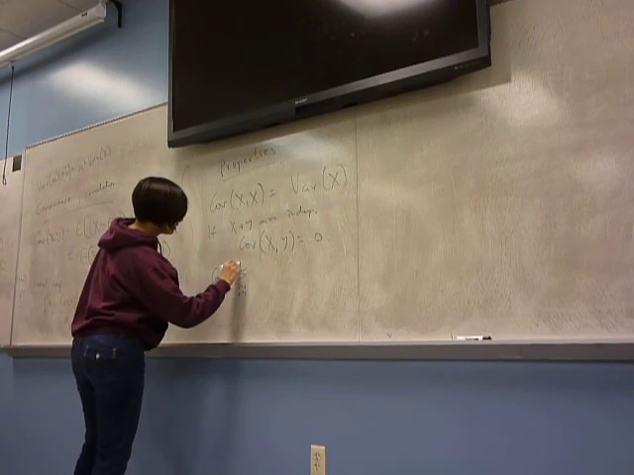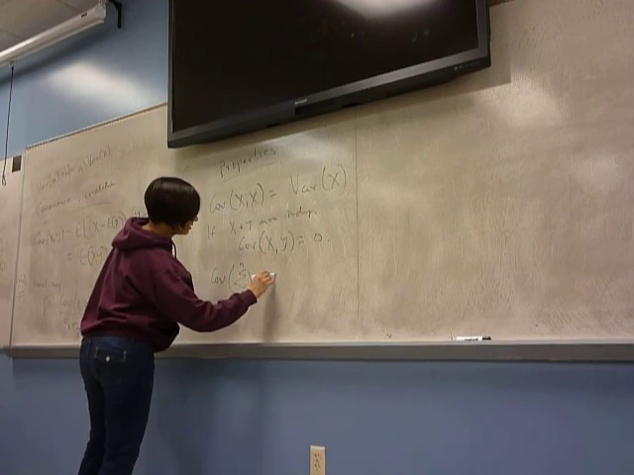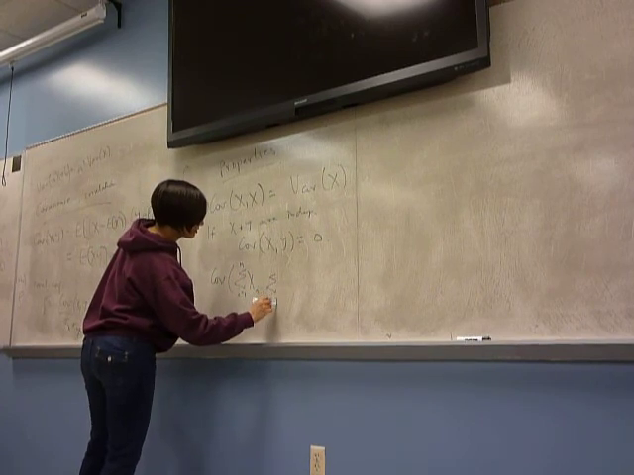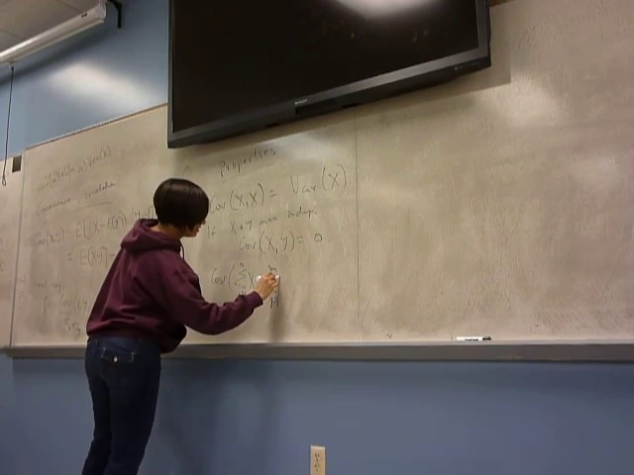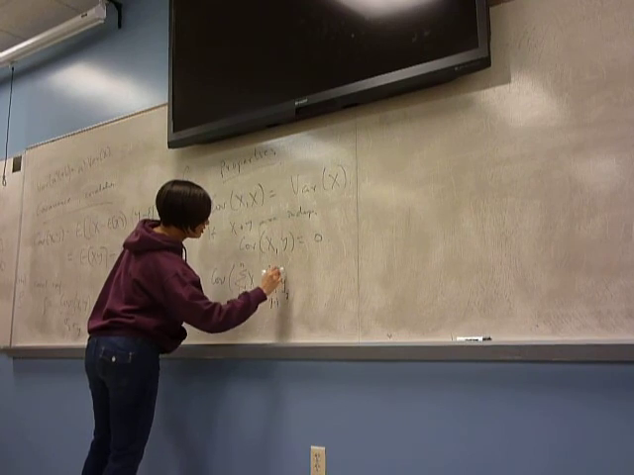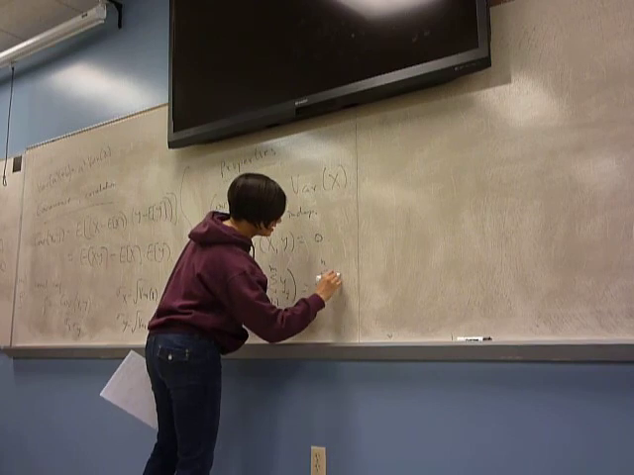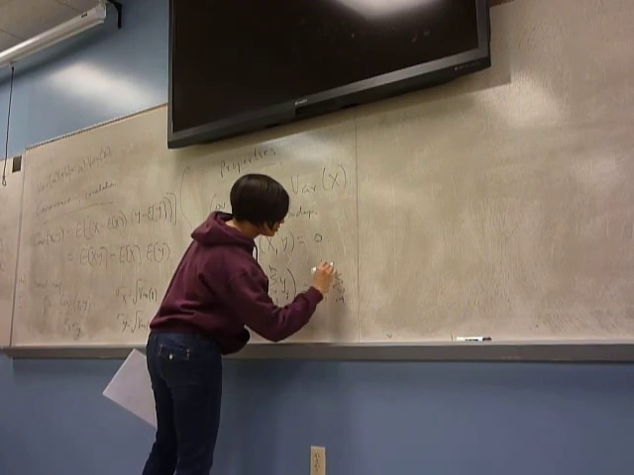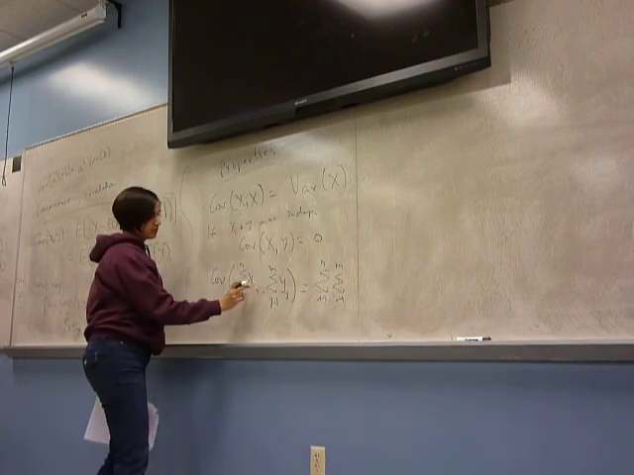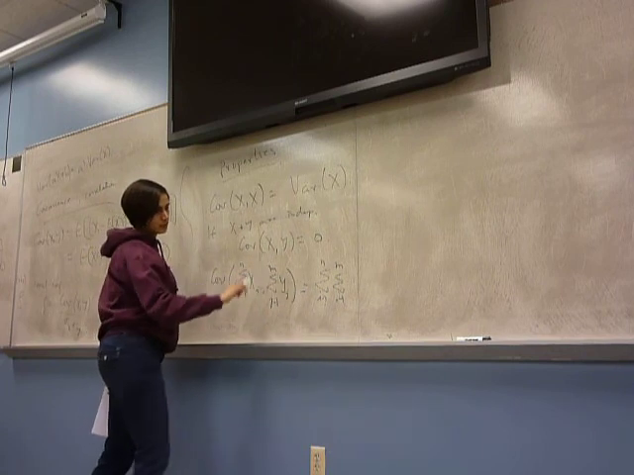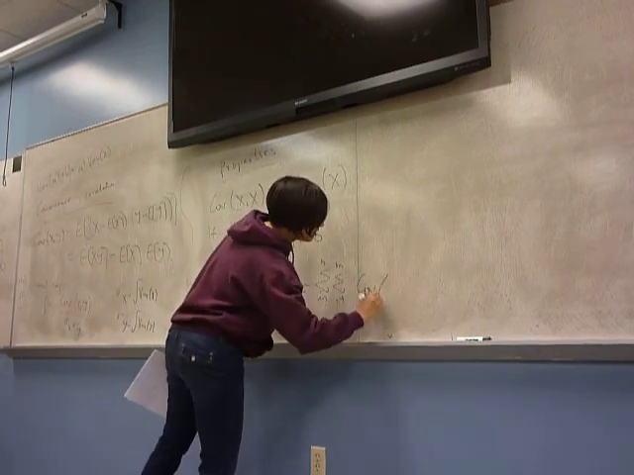The covariance of the sum of xi, i equals 1 to n, and yj is just going to be the double sum. You just take all your xi's with your different yj's and you calculate the covariance of these.